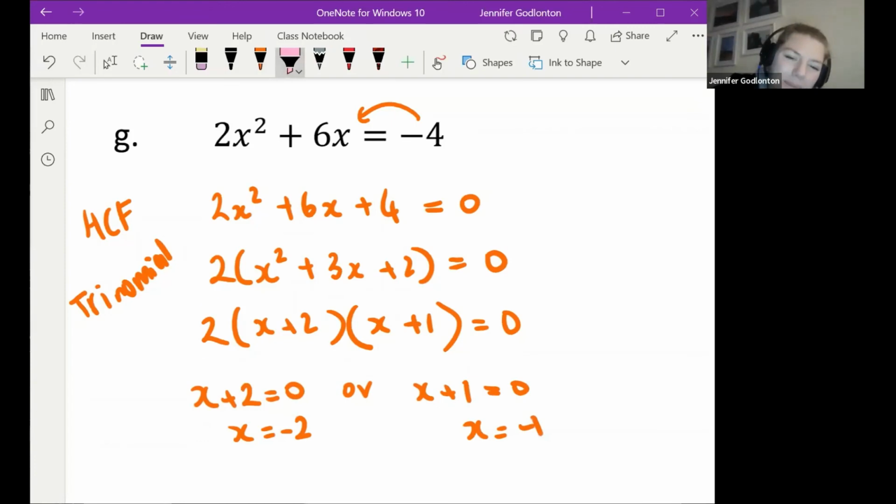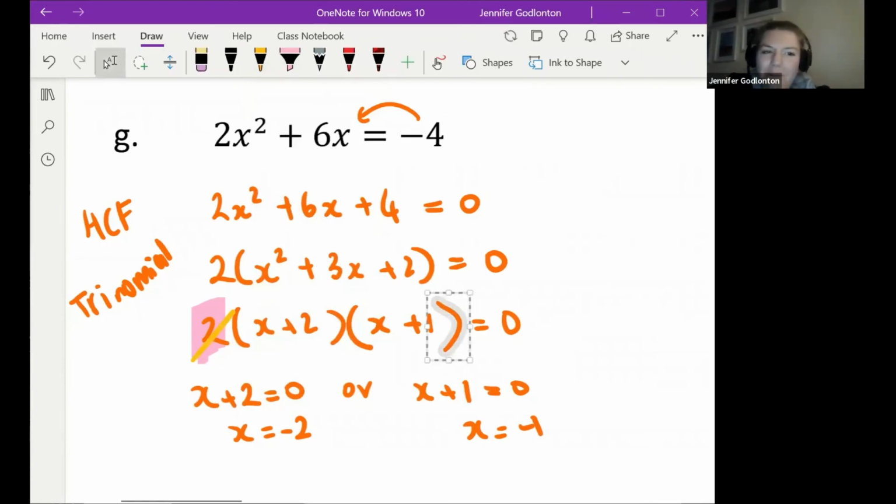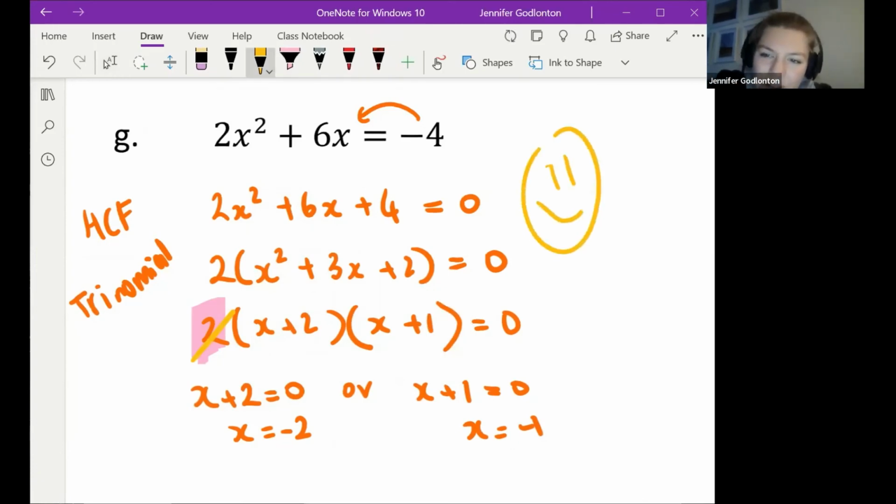Beautiful. Can you tell me what's happening with this number here? Sana, do I care about that 2? No, ma'am, we don't care about that 2 because it's not a variable. Yes, excellent. It would become 0. We don't need to worry about it. Beautiful. That was excellent, and that was so nicely explained.